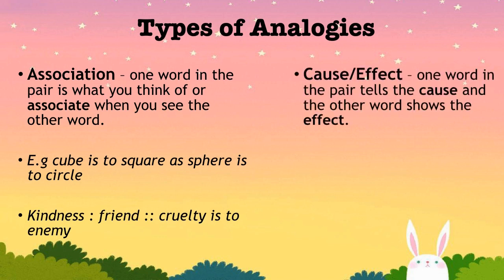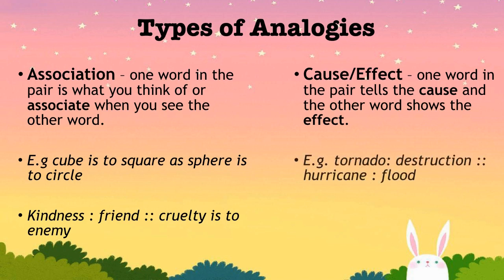Then we have the cause-effect analogy. This is when one word in the pair tells the cause and the other word shows the effect. For example, tornado is to destruction, as hurricane is to flood. The cause would be the tornado. As a result, the effect would be destruction. Hurricane is the cause. As a result, there would be a flood.